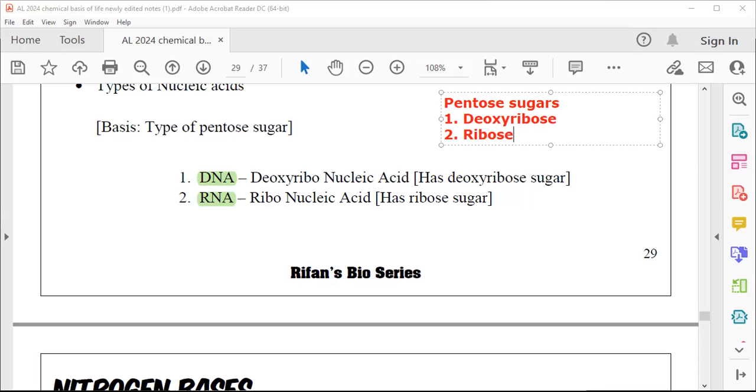If deoxyribose is involved in making the nucleic acid, that is DNA. If ribose is involved, that is RNA. Are you clear? Clear, sir. Mark and keep this, pentose sugars. Others no need, others have already studied. Asma is new today, so we are in the midway now.